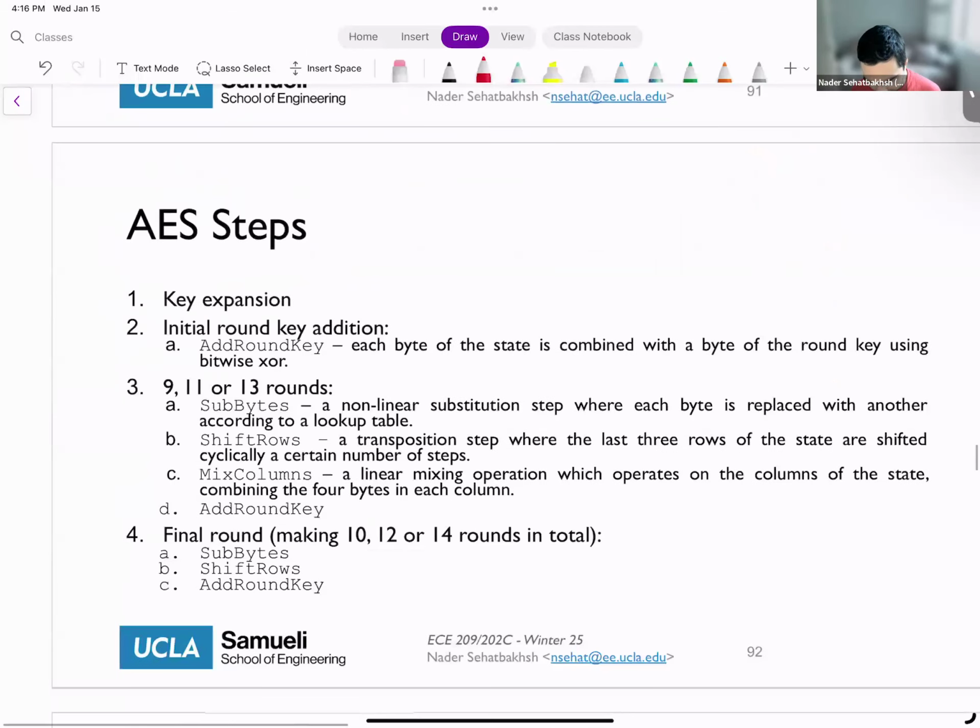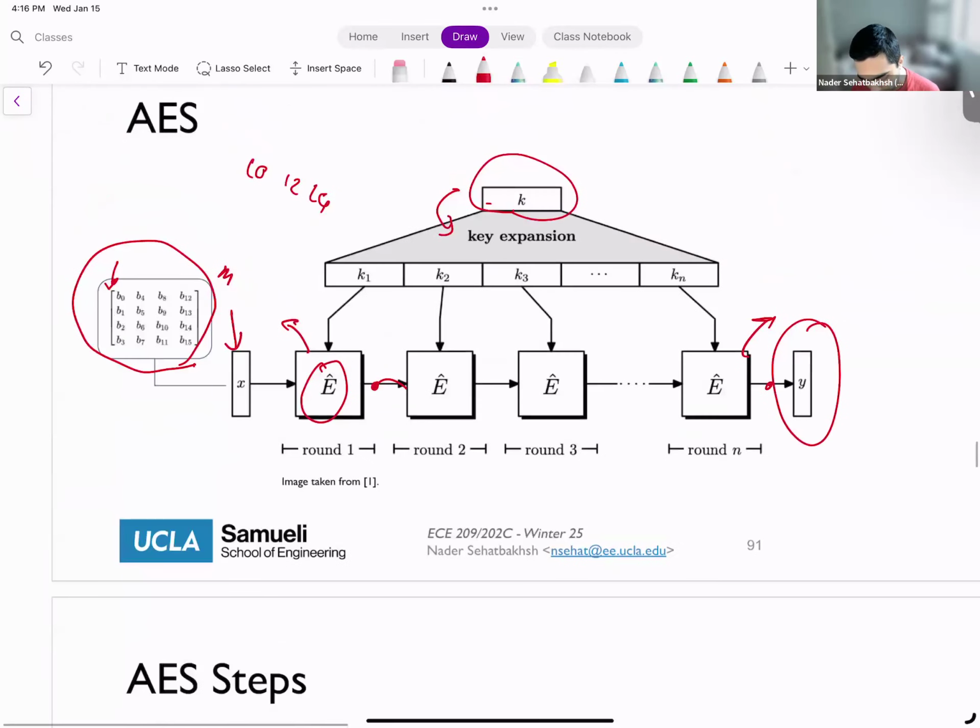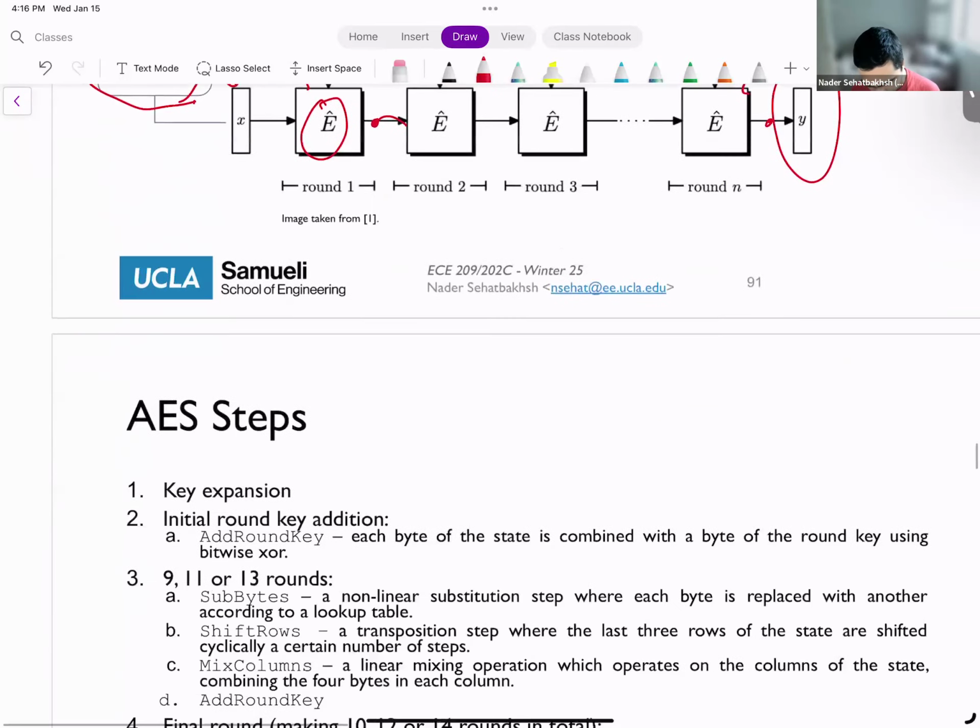So AES steps are kind of like 4 big steps. The first step before doing anything is the key expansion, obviously. This is even happening before the message is coming. I'm going to talk about key expansion later.